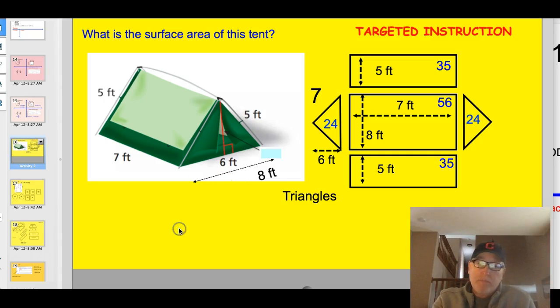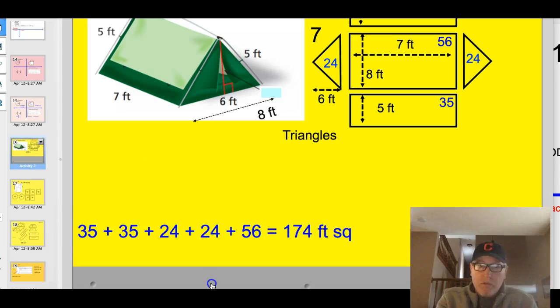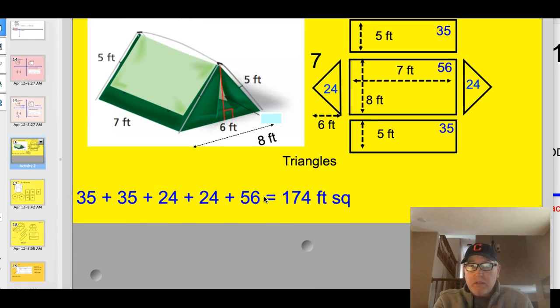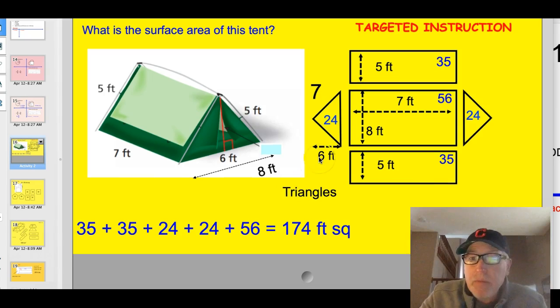You just add them all up. It's down here somewhere. I'll have to do a scan to find my answer. Oh, it's below the thing. There it is. 35 plus 35 plus 24 plus 24 plus 56 equals 174 feet squared.